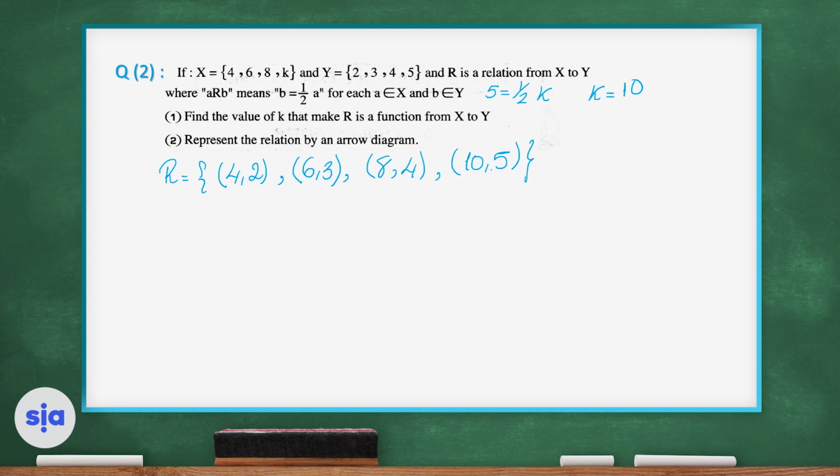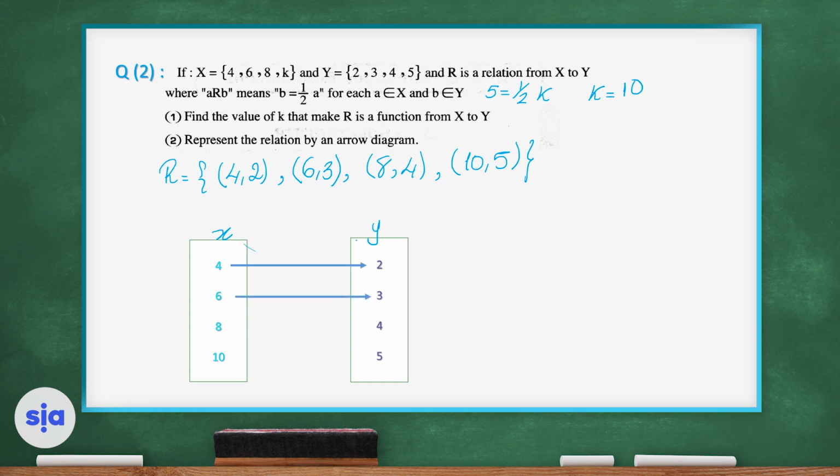How to represent it now in an arrow diagram? Here are the values of X, and here are the values of Y, and then we'll start connecting by the arrows. The 4 goes to the 2, the 6 goes to the 3, the 8 goes to the 4, and the 10 goes to the 5.